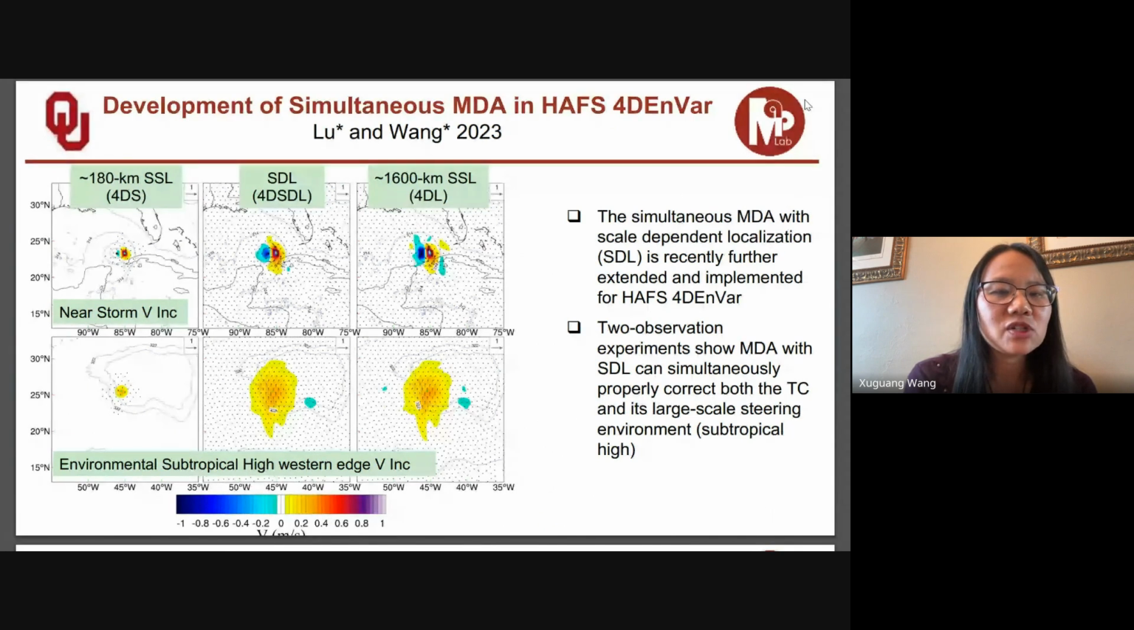Here I'm using 2 observations as an example to illustrate what MDA does. And as you can see from the middle column, multi-scale data assimilation with SDL can simultaneously correct both the TC vortex and also its large-scale environment. If we use a single small-scale localization, 4DS here, you'll see that the correction made to the large-scale environment is too limited, too constrained. If we use a single large-scale localization, an experiment named 4DL, you'll see it's doing a fine job correcting the large-scale environment. However, it's also showing sparse corrections near the TC vortex.